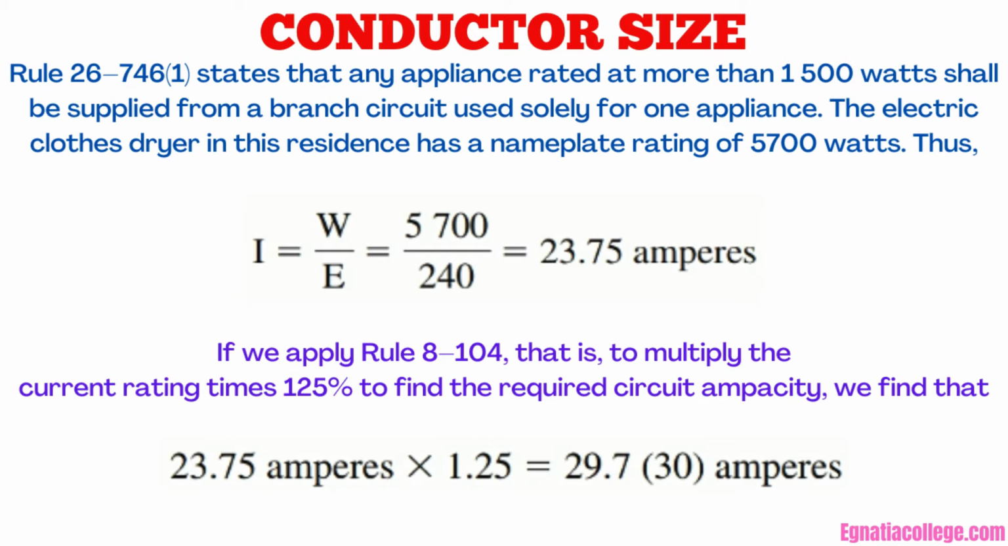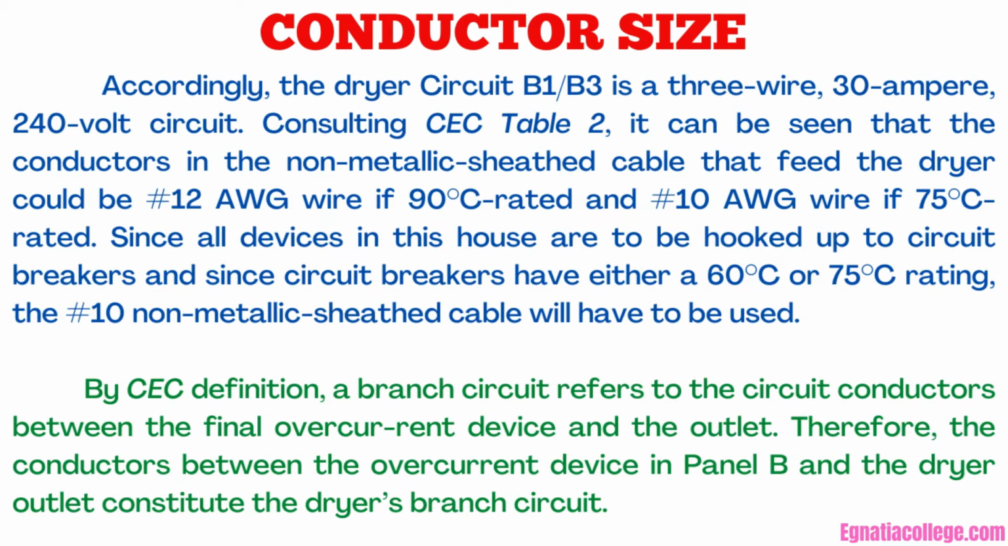5,700 divided by 240 equal to 23.75 amperes. If we apply Rule 8-104, that is, to multiply the current rating times 125% to find the required circuit ampacity, we come to 29.7 amperes. Accordingly, the dryer circuit B1/B3 is a 3-wire, 30 ampere, 240 volt circuit.